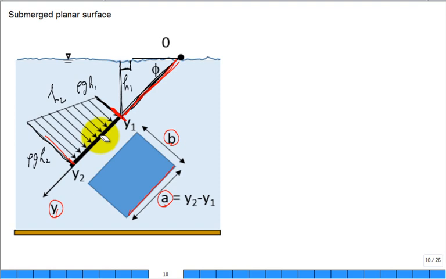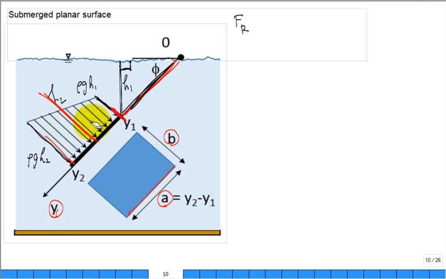Okay. So now the question is, for this submerged planar surface, can I calculate F of R? I want to replace this pressure field by a single resultant force. We know that the single resultant force is perpendicular to the area, so it's not going to be coming in this way, is it? No, it's going to be just like this. It's going to be perpendicular to the area, right? So we know the direction of F of R.